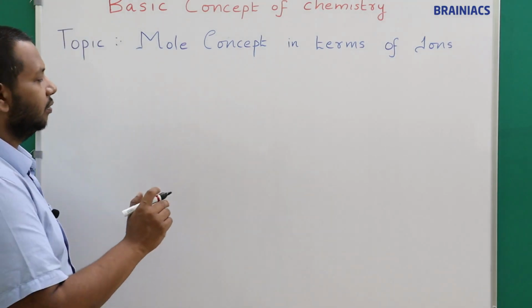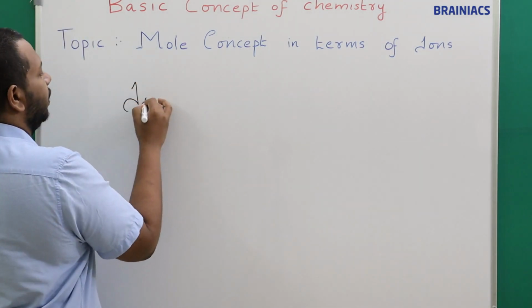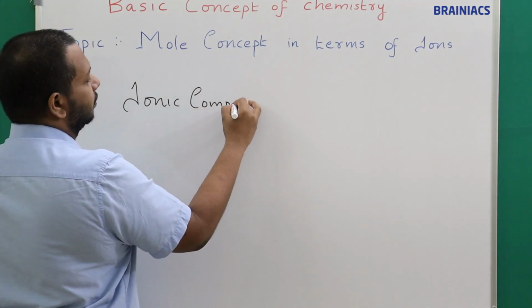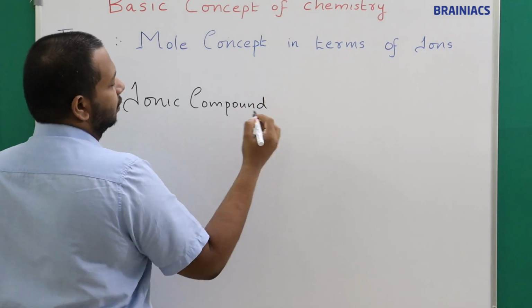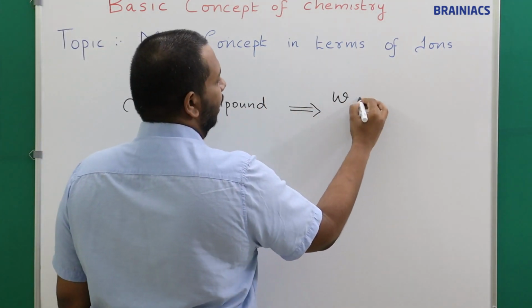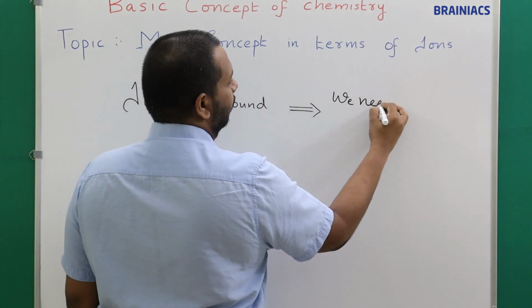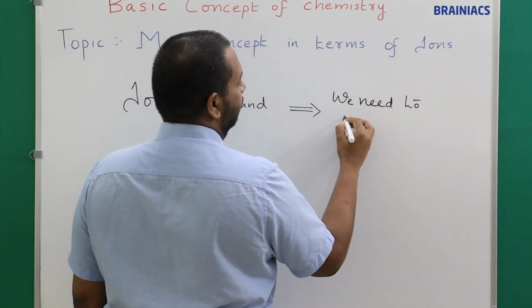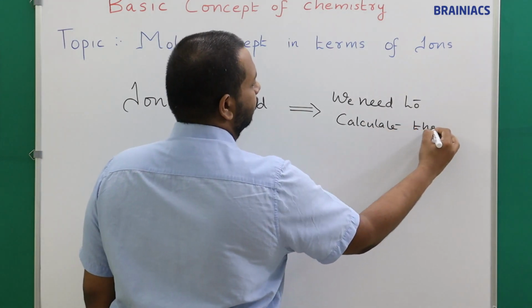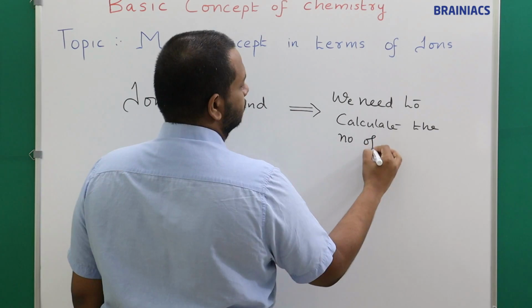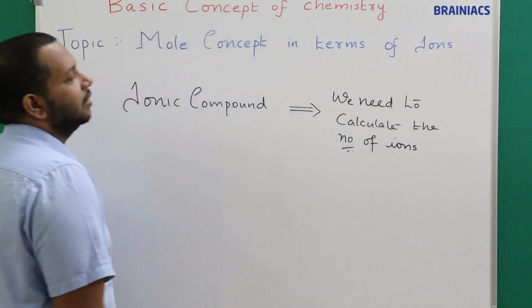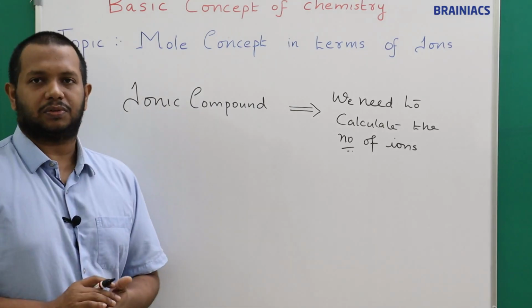So you will be given what? An ionic compound will be given, and from that you need to calculate the number of ions. So there are different ways they can ask this question. We will try to analyze that first. Then we will go to the question.